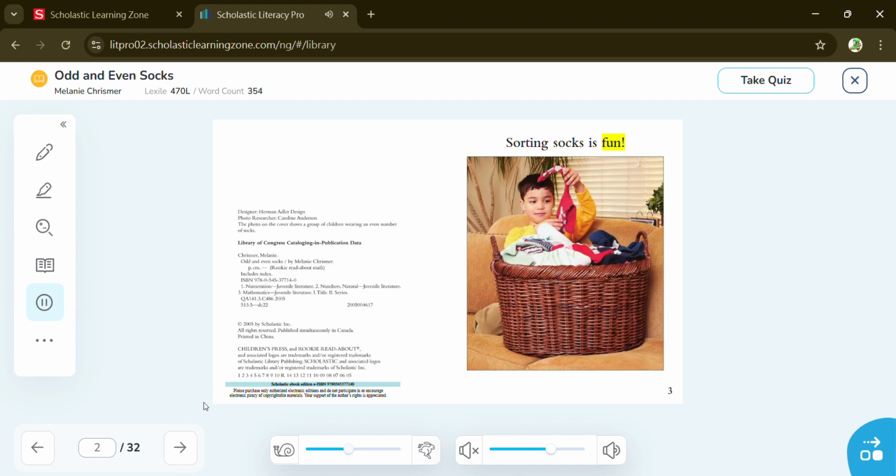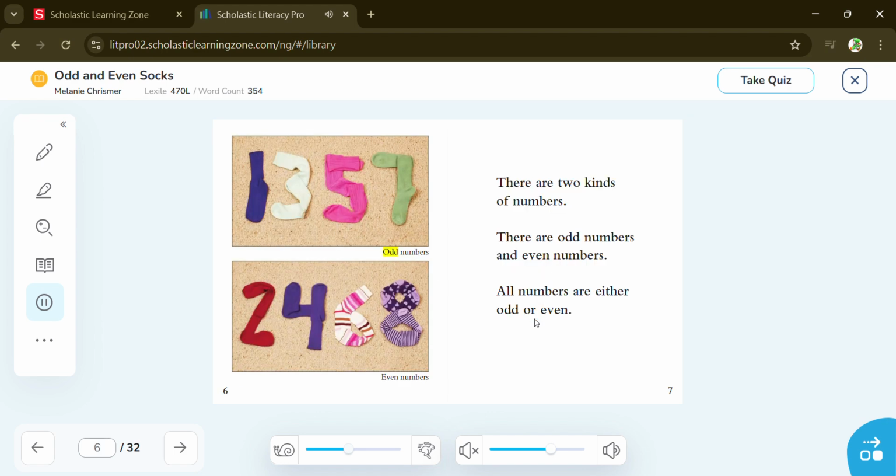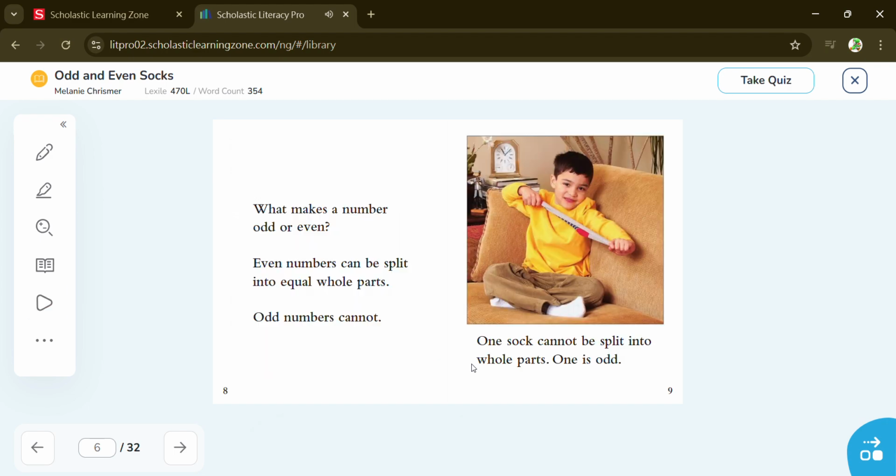Sorting socks is fun. Sometimes one sock is left over. That means there is an odd number of socks. Odd numbers, even numbers. There are two kinds of numbers. There are odd numbers and even numbers. All numbers are either odd or even. What makes a number odd or even?